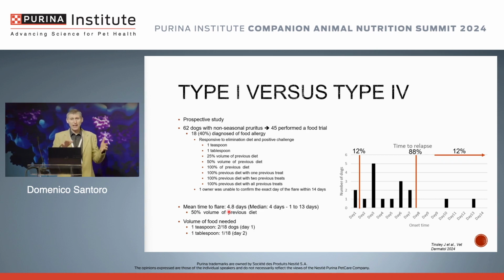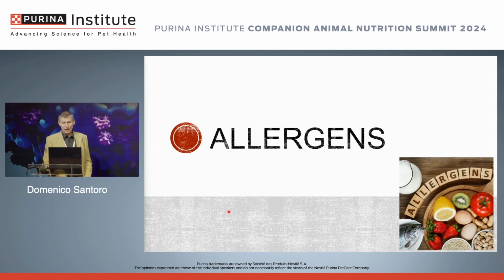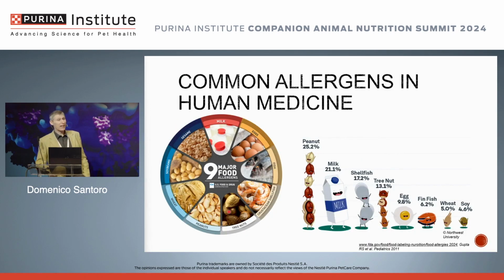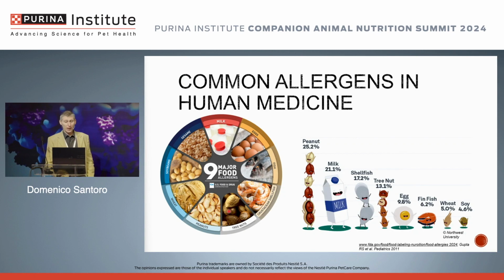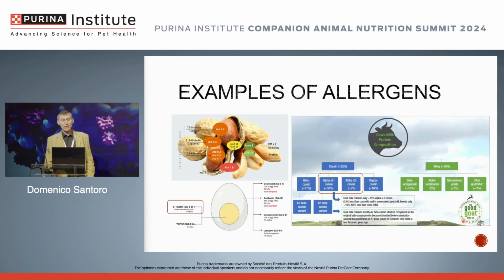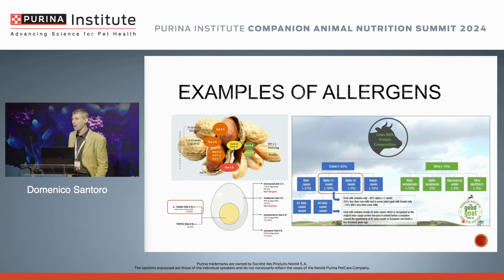So the bottom line is we still have a type 1, most of them. We do have an important type 4, though, and we don't need to forget the amount of allergen that the dog gets exposed to. So in terms of allergens, they are not all created equal. Those are the 9 major food allergens in children, with 25% of children allergic to peanuts, going down to soy in about 5%. And even when we're talking about the same allergen, many foods have different types of allergens. Those are just examples.